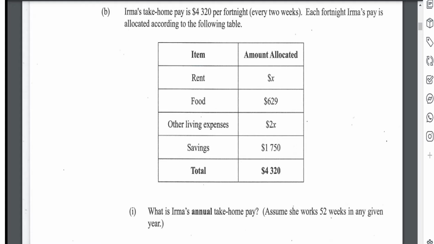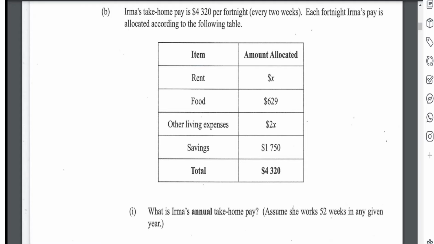May-June 2019, another consumer arithmetic question 1B. Irma's take-home pay is $4,320 per fortnight, in bracket every 2 weeks. Each fortnight, Irma's pay is allocated according to the following table.